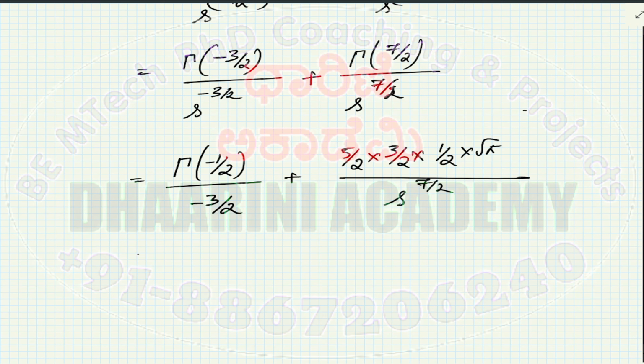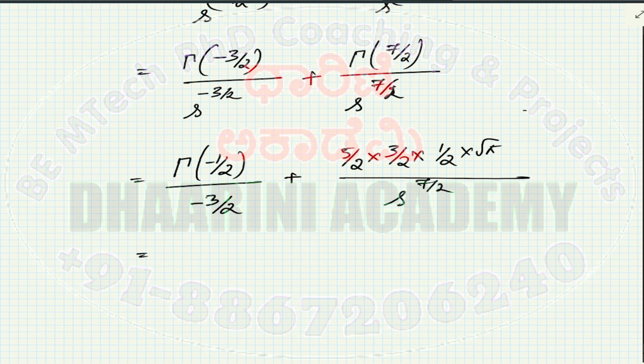Okay, now let's simplify this further. Now I still have a gamma minus half. Anyway, I know that answer. Gamma minus half can be directly substituted as minus 2 root pi. But anyway, let me show how we get that.